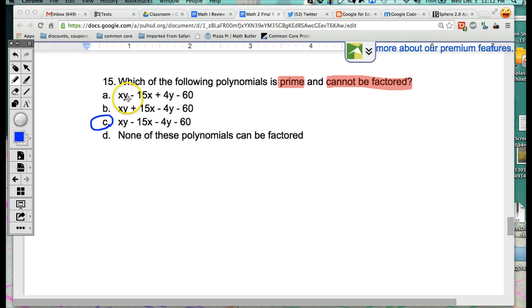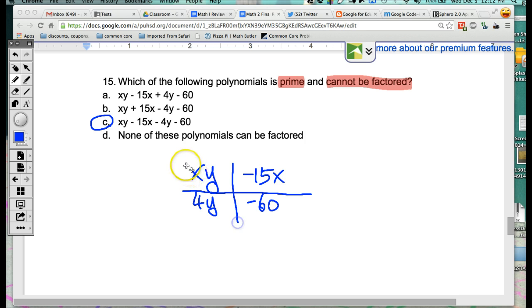And this is what I'm going to do. I'm going to write xy. And then I'm going to write negative 15x. And then below, I'm going to put positive 4y. And then I'm going to put negative 60 right here. Okay? And I don't know if you remember the box method, but that's what I'm going to do. I'm just going to go ahead and draw lines between them and create a box.